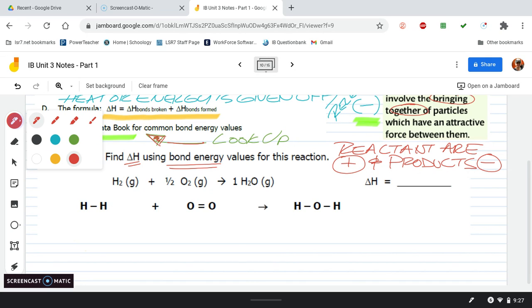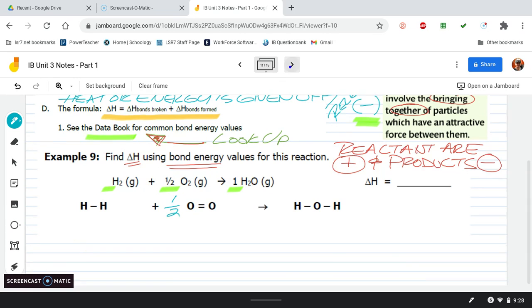Now, the only other thing we have to worry about is right here. If there's a coefficient, you multiply the bonds by that coefficient. So I'm going to go ahead and write a 1/2 right here, not in highlighter, to remind myself that I need to multiply whatever I put here by 1/2, because I don't have a whole mole. I only have half a mole. Okay, so where the heck are we going to get these numbers?